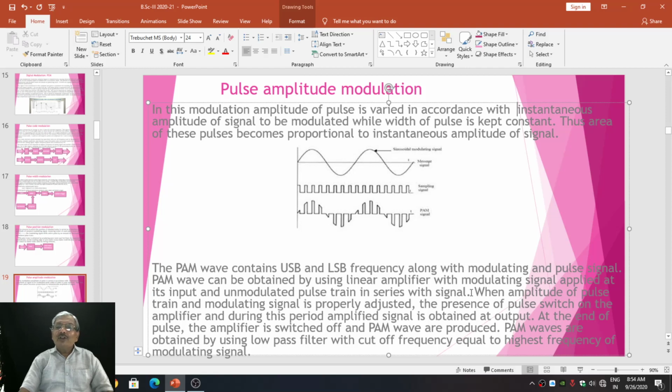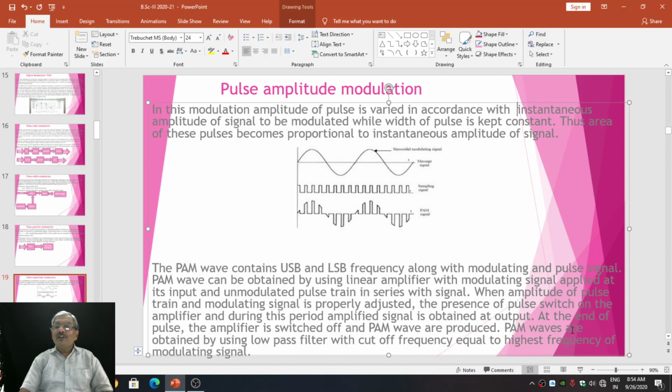That is, when the amplitude of the pulse train and modulating signal is properly adjusted, the presence of a pulse switches on the amplifier, means switches on the transistor. During this period, an amplified signal is obtained at the output. But at the end of the pulse, the amplifier is again switched off and pulse amplitude modulated waves are produced.